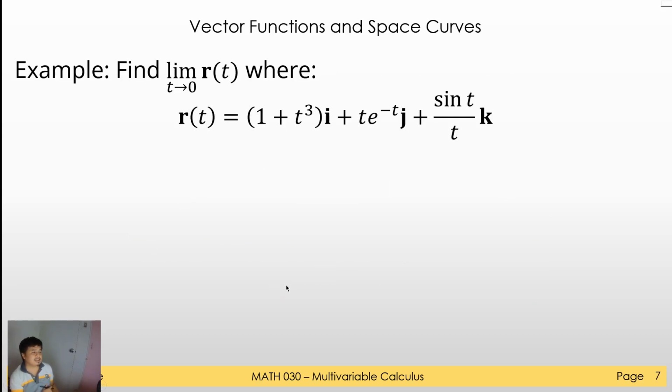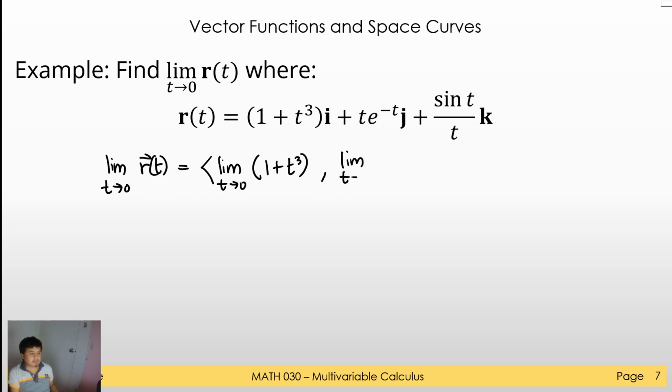Find the limit as t approaches 0 of r of t, where r of t is equal to this. To find the limit, we can write this formally as: the limit as t approaches 0 of the first function, 1 plus t cubed; for the second function, the limit as t approaches 0 of t e raised to negative t; and for the last function, the limit as t approaches 0 of sine t over t.